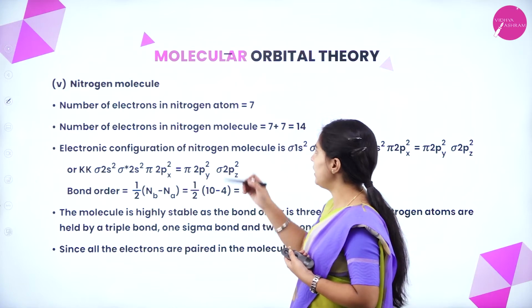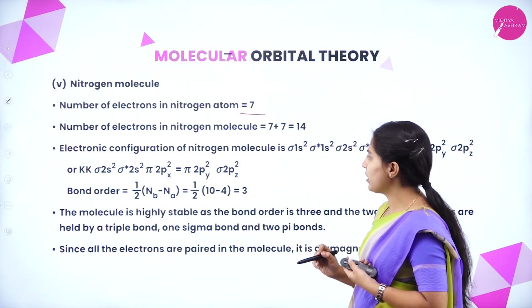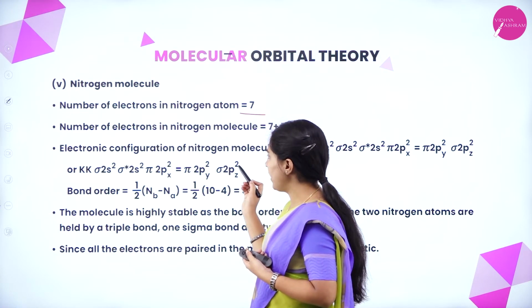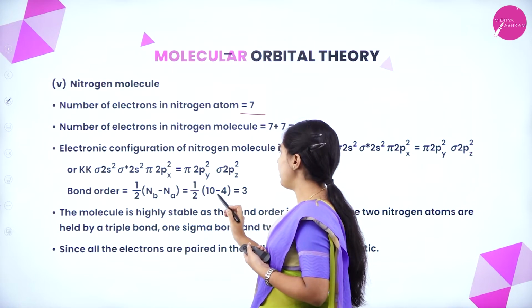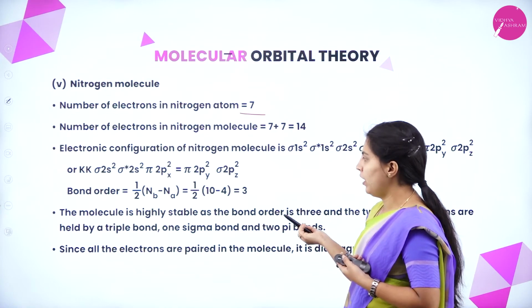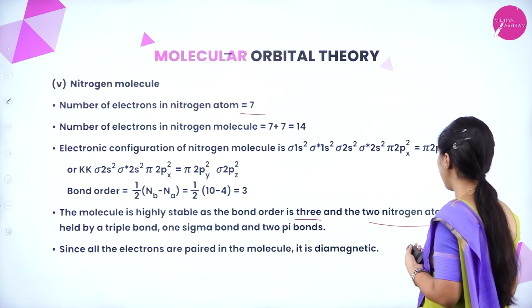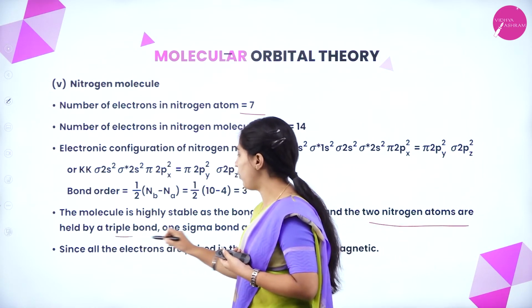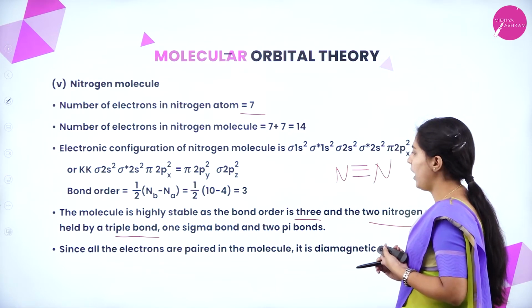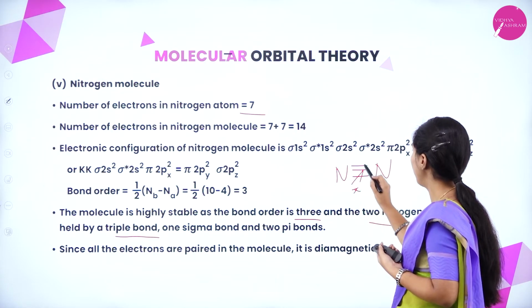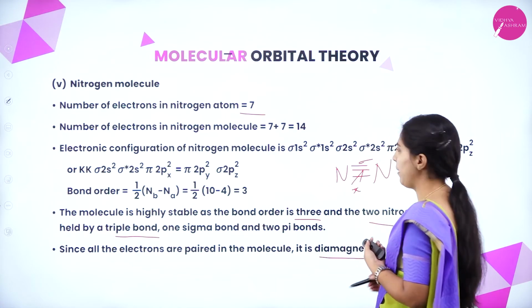Next is nitrogen. It has the atomic number 7. The electrons are 14. The electronic configuration will be pi 2py and sigma 2pz. Pi 2px and pi 2py are equal. Half into 10 minus 4 equals 3. The molecule is highly stable because the bond order is 3 and the 2 nitrogen atoms are bonded by a triple bond. Like this, a triple bond will be present. Here 2 pi bonds will be there, 1 sigma bond will be present. Since all the electrons are paired, the molecule is diamagnetic.